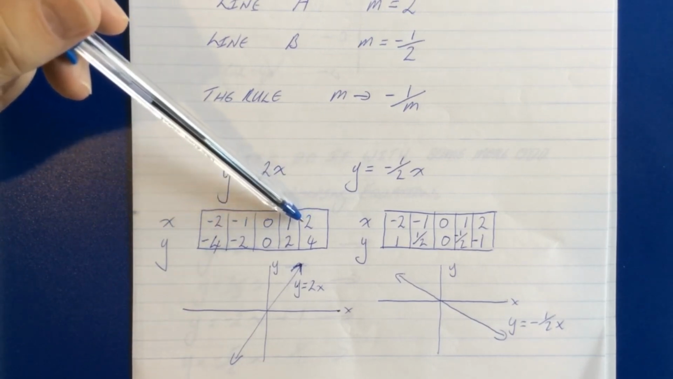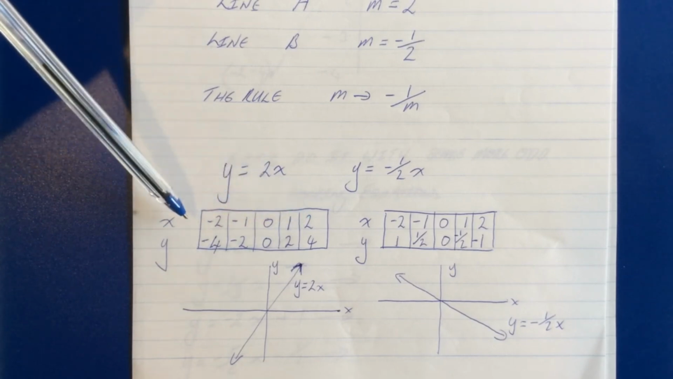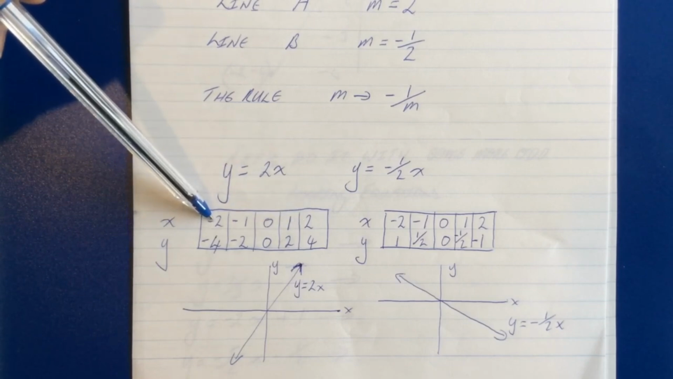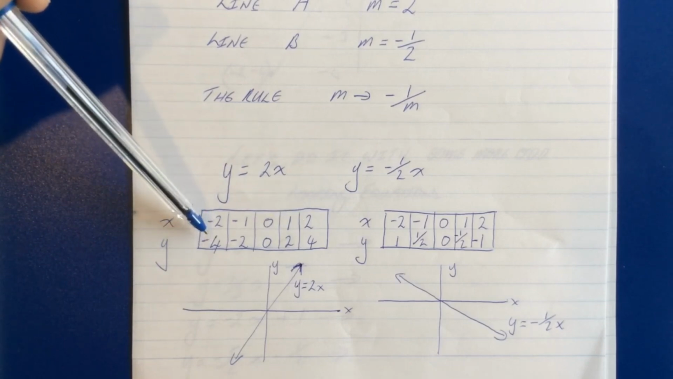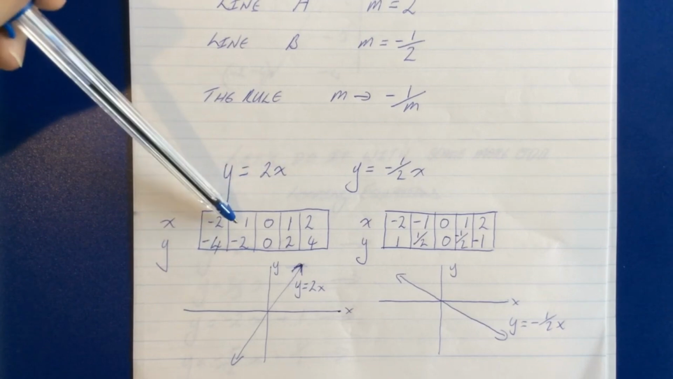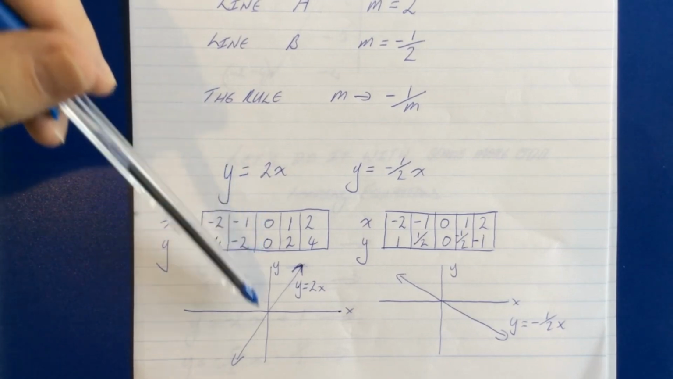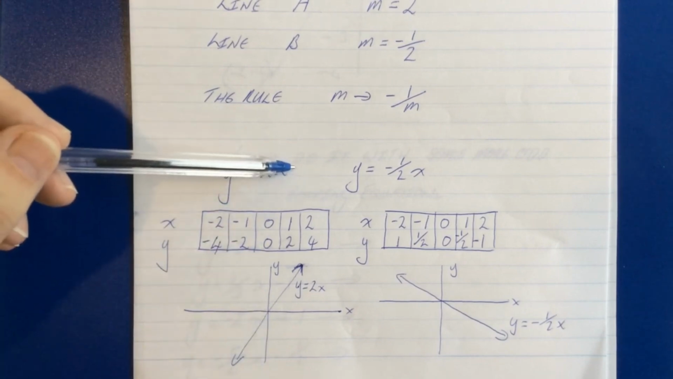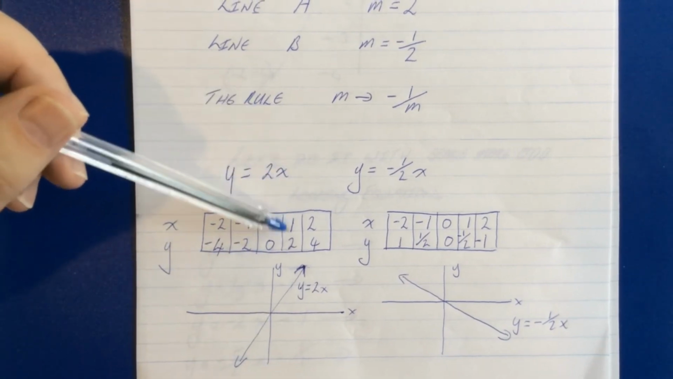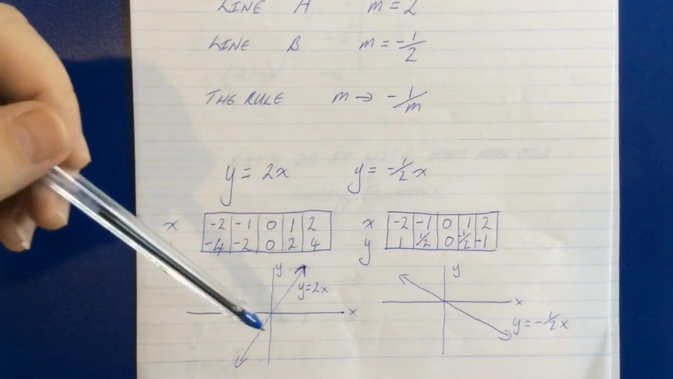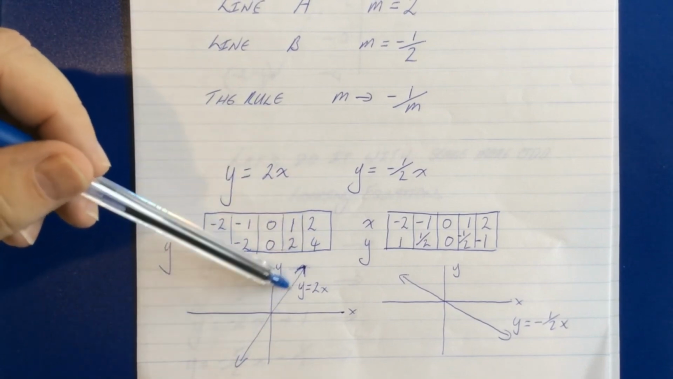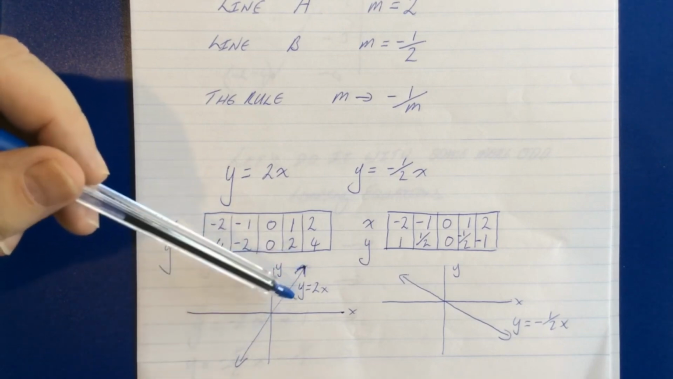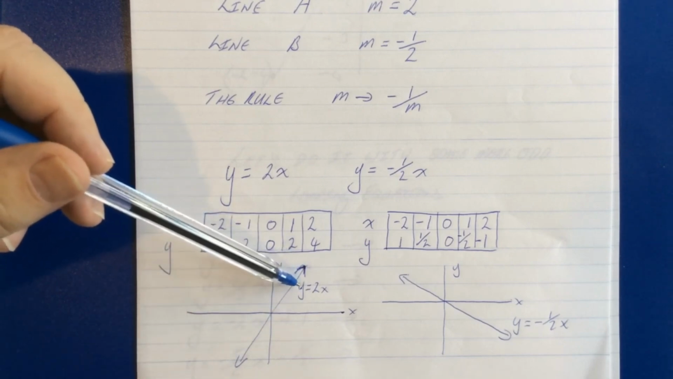Okay, so if we go through the process of creating a table of values for these two lines, the first table of values, y equals 2x. If we start at negative 2, the y value is negative 4, 2 times negative 2. Negative 1, negative 2. 0, 0, which means, of course, that it passes through the origin, which is why there is no value of c here. 1, 2. 2, 4. And it's a positive gradient that runs from bottom left to top right.